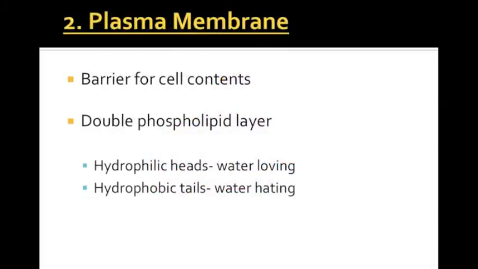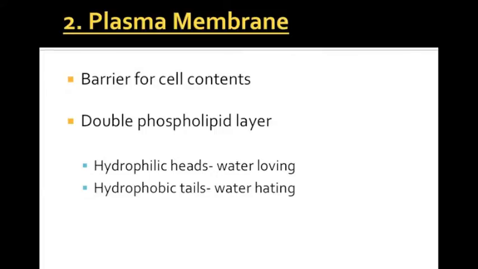The second major anatomical portion of the cell is called the plasma membrane. And again, this is basically the skin of the cell that's going to keep the cell contents within it and keep it separate from its outside, very similar to our integumentary system. But as you recall from our introductory unit, we are made up of cells, so each cell has its own plasma membrane.